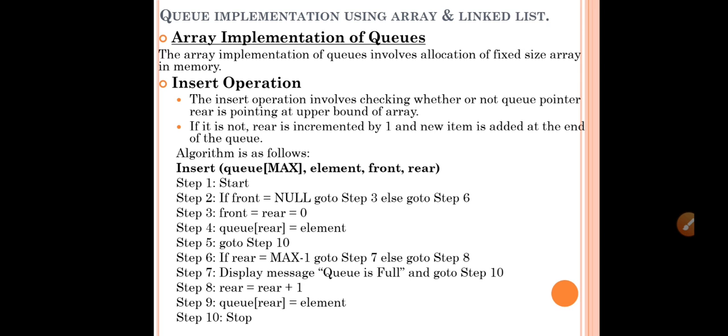If rear equal to max minus 1, go to step 7, else go to step 8. If this condition is not true, you have to set rear equal to rear plus 1 and store that element into the array or queue. If it is true, go to step 7 and display that the queue is full. So this is the insert operation of queue using array.